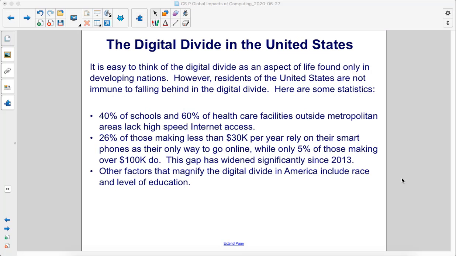It is easy to think of the digital divide as an aspect of life found only in developing nations. However, residents of the United States are not immune to falling behind in the digital divide. Here are some statistics. 40% of schools and 60% of healthcare facilities outside metropolitan areas lack high-speed internet access. 26% of those making less than $30,000 per year rely on their smartphones as their only way to go online, while only 5% of those making over $100,000 do. This gap has widened significantly since 2013. Other factors that magnify the digital divide in America include race and level of education.